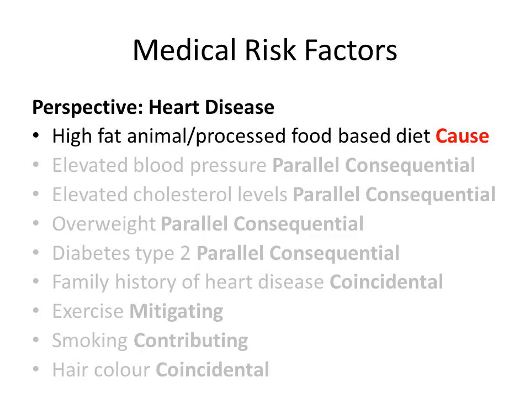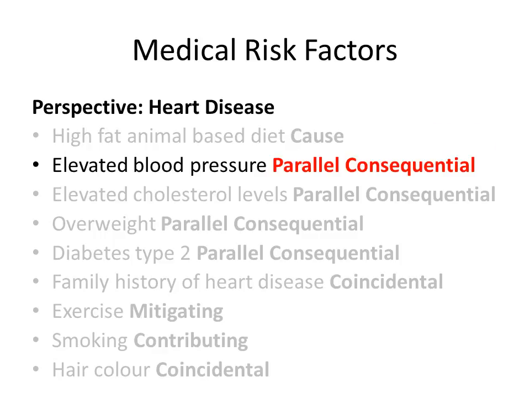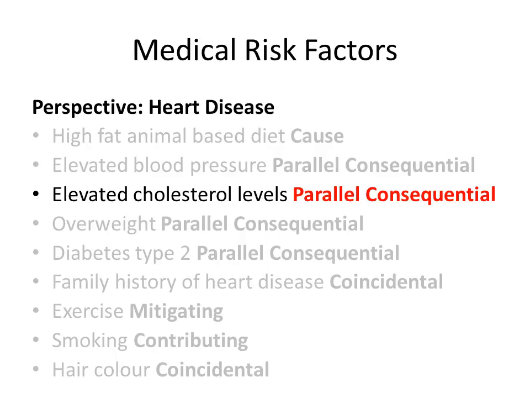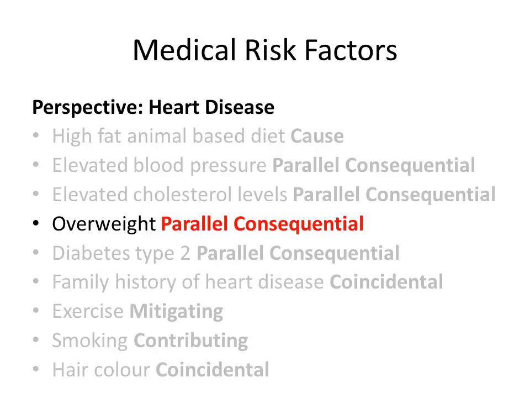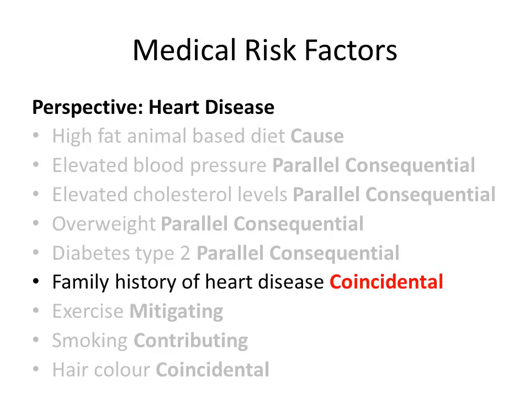So the high-fat animal and processed food diet is the cause of heart disease. Elevated blood pressure, parallel consequential. Elevated cholesterol levels, parallel consequential. Being overweight is parallel consequential. Diabetes type 2 is parallel consequential. Family history of heart disease is not necessarily, but often coincidental. Exercise mitigating, but sometimes it can bring a heart attack on. Smoking is a contributing one.